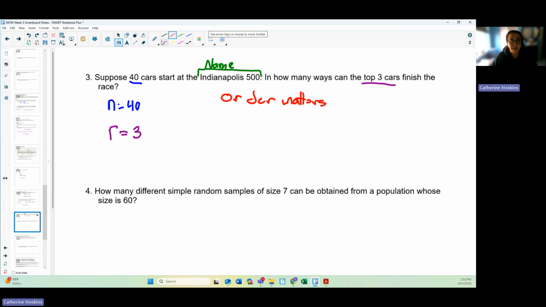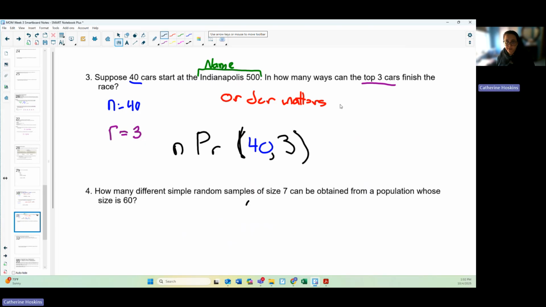Because order matters, we do want a permutation. So we're going to say nPr, 40, comma 3. Didn't change colors, but y'all get the idea.